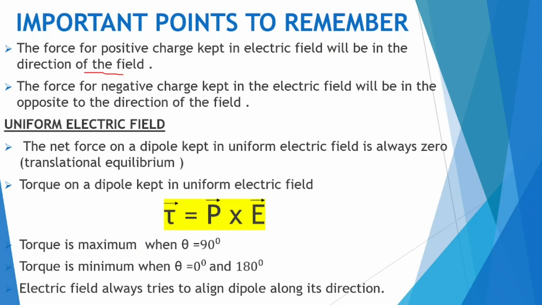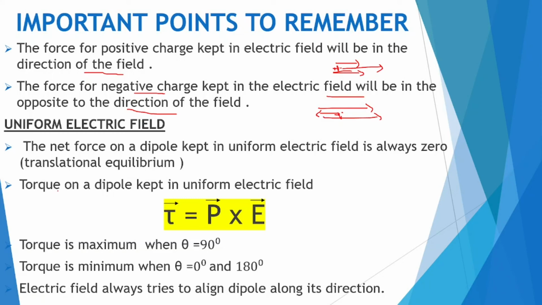Okay, and the force on a negative charge kept in an electric field will be in the opposite direction of the field. So if there is an electric field like this, and if a negative charge is kept like this, the force will always be in the opposite direction of the electric field. And for a positive charge, if the field is like this, the force will always be in the direction of the electric field. That you should remember. Okay, that's a really important point.